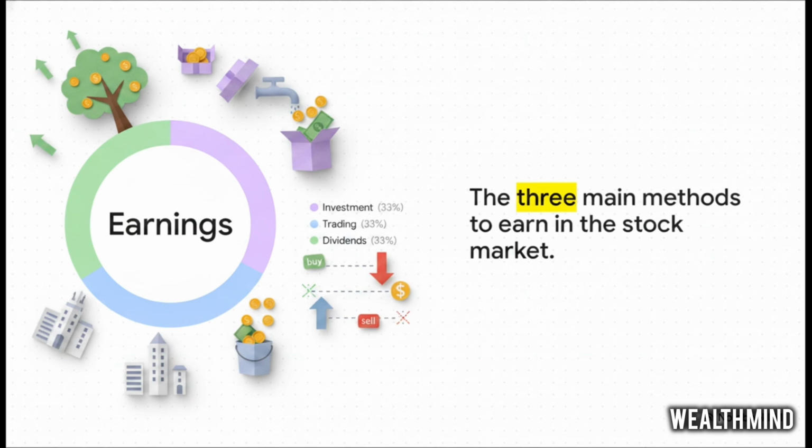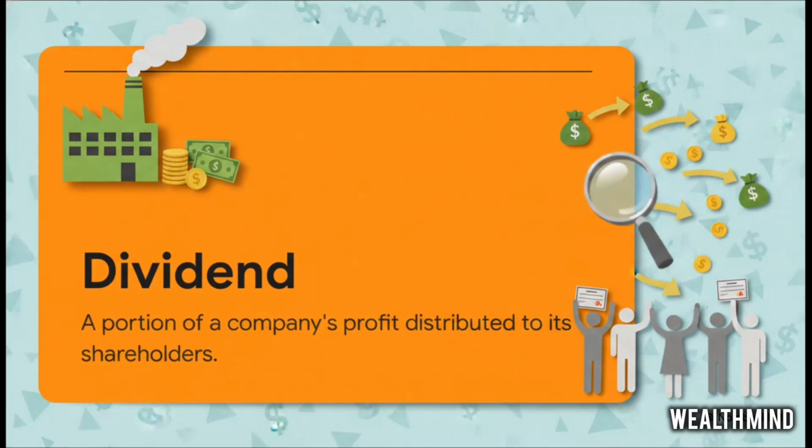And the third method, which is honestly incredibly powerful, is dividends. Let me break down dividends really quickly for you. Say a company is valued at 100 crore rupees, and at the end of the year after paying all their expenses, they make a fantastic 1 crore in pure profit.